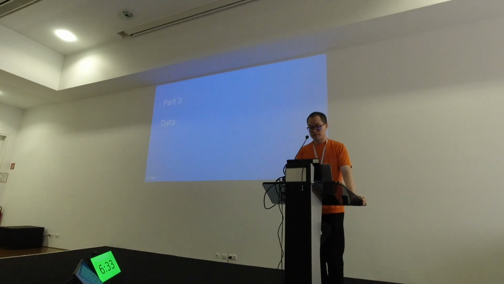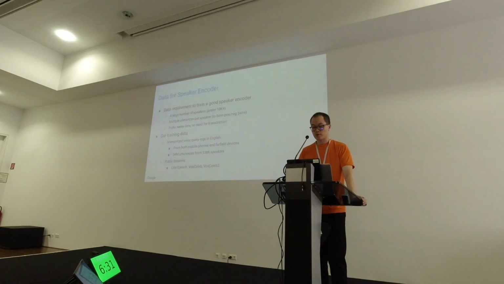Next, I will talk about the data. The data requirements for the speaker encoder and the voice filter are very different, so we train them separately. For the speaker encoder, we need a very large number of speakers for training, such that we can generalize well to unseen speakers. Our dataset consists of 34 million utterances from more than 100,000 speakers, but we don't need any transcription of the data.